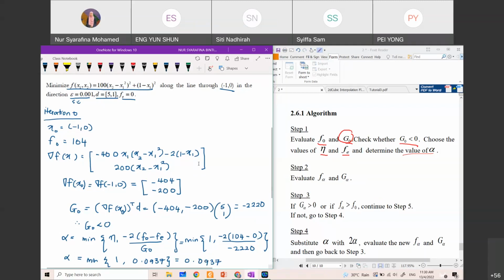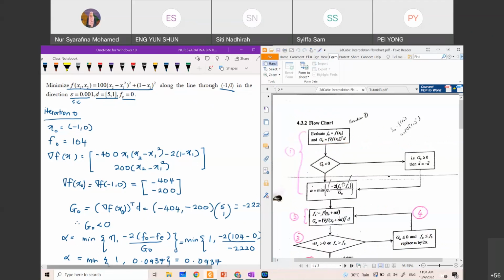Okay, clear now? First, we identify your x0, f0, and then we have to find g0. In order to find g0, you need to differentiate f so that we can use its gradient and just substitute x0 to find the gradient at x0, which is used to find g0, which is the gradient transpose times d. Then you need to check whether g0 is less than or greater than 0. If it is less than 0, then we can find the value of alpha. If not, if g0 is greater than 0, then we change the direction: d equals negative d.